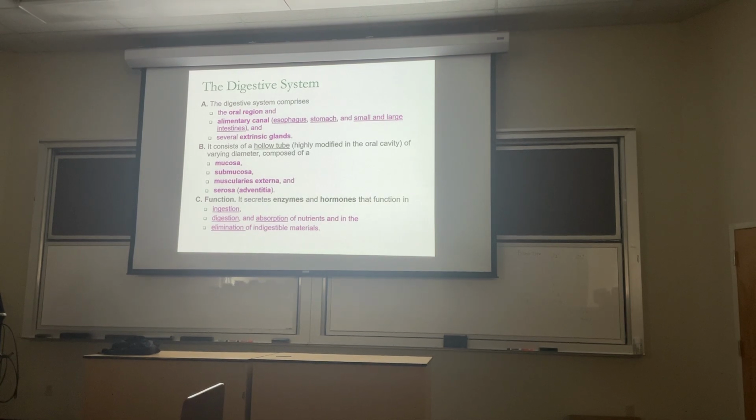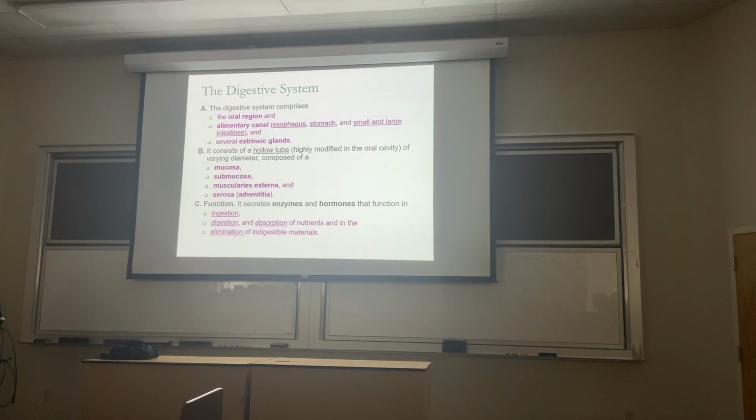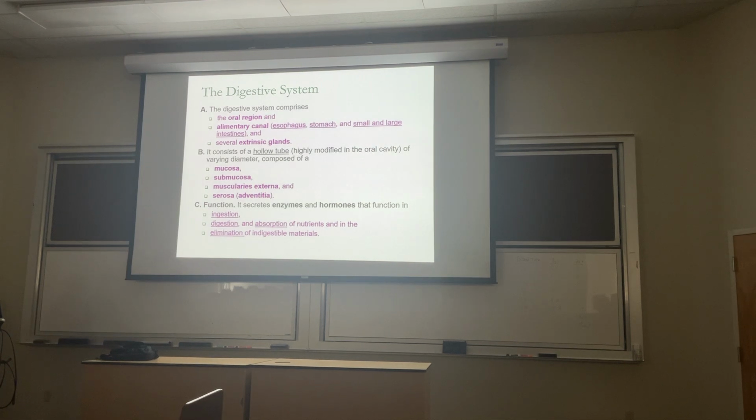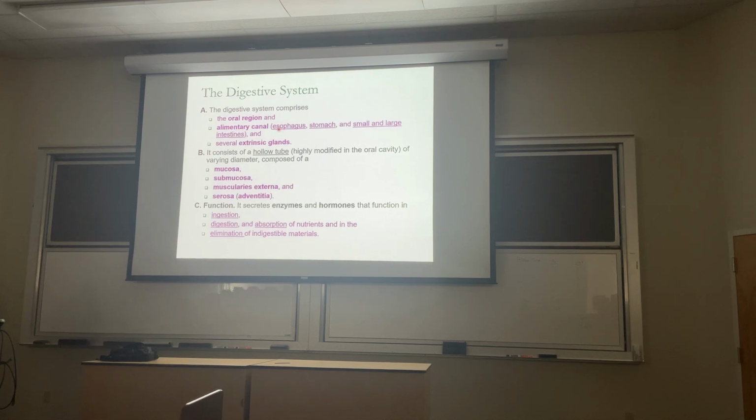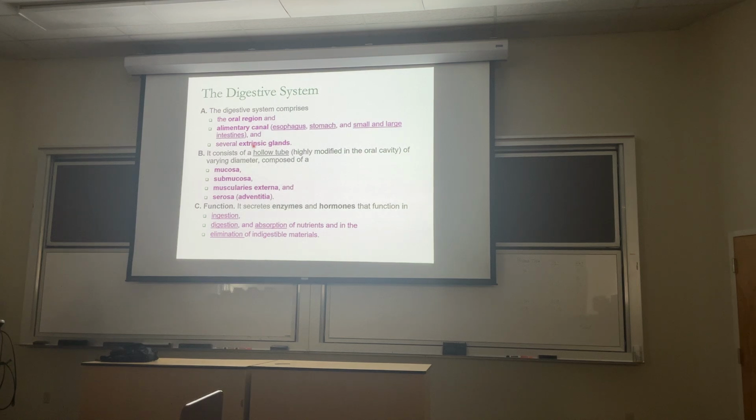Essentially, we have the oral region, which we're going to talk about today, and then we have the digestive tract, which really the mouth can be part of. Sometimes the digestive tract can be called the alimentary canal, as we see here, and that includes the esophagus, the stomach, the small and large intestines. And then outside of that, we have several extrinsic glands that have a digestive function. These are things like the liver and the pancreas and the gallbladder and the appendix.